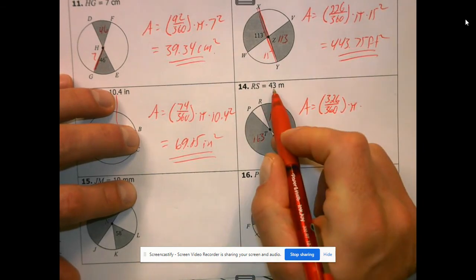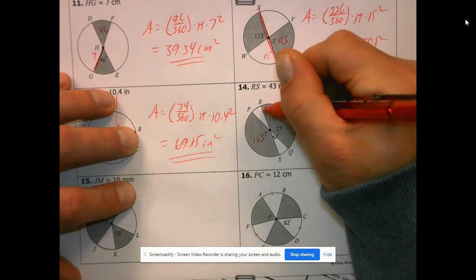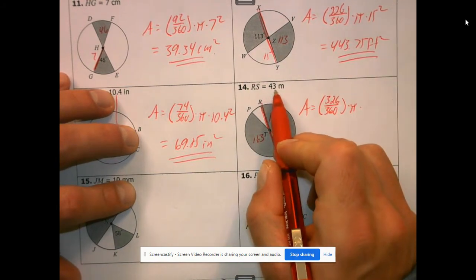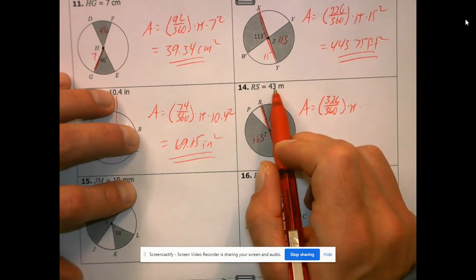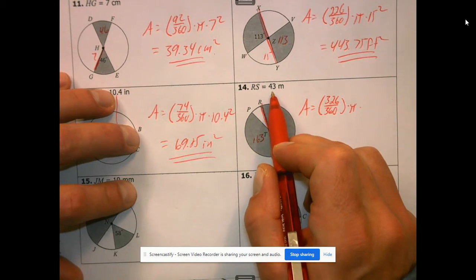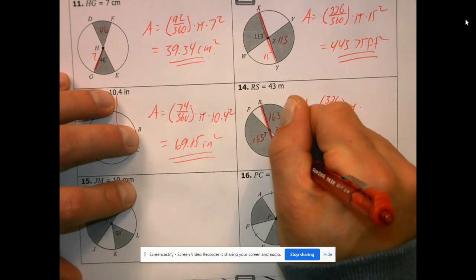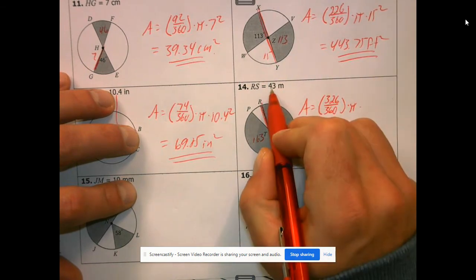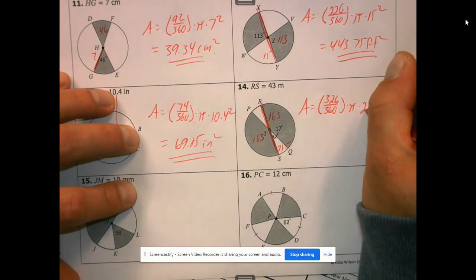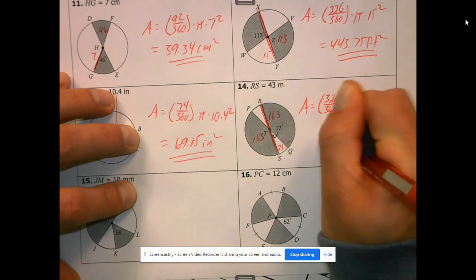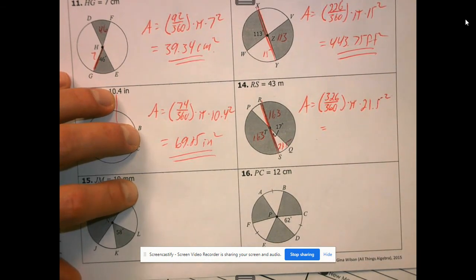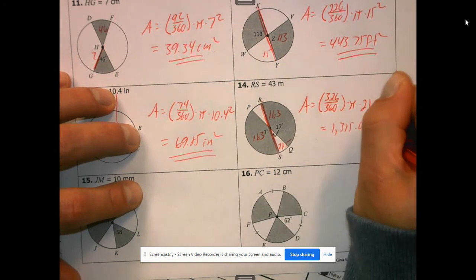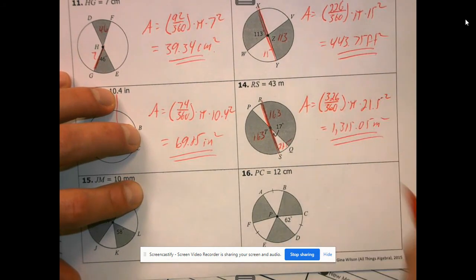Now, is R to S a radius? Well, R to S goes all the way across, right? So this is a diameter. Cut that in half to get your radius. So if I take 43 and divide it by 2, that's 21.5 for your radius. Don't forget to square it. Solution, 1,315.05 square meters.